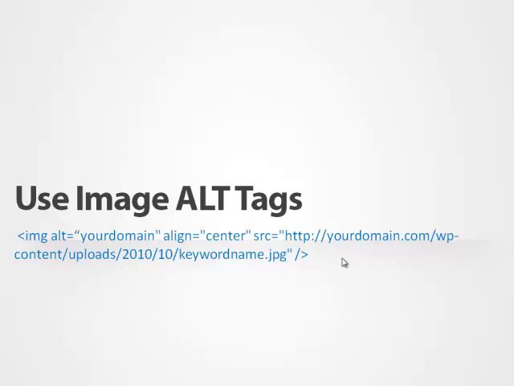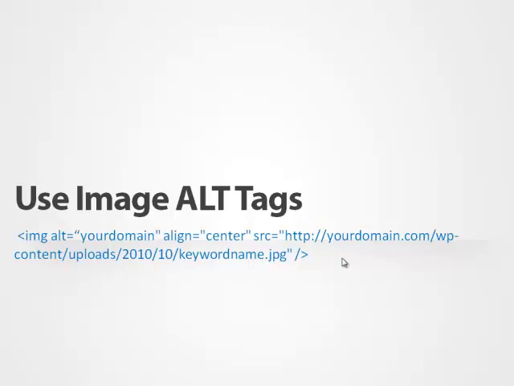So if you have a picture of a stomach and it's called T1, you want to change the name of that image to something like reduce belly 1, reduce belly fat 1, like that. So that now that's one more place that you've optimized for the keyword.